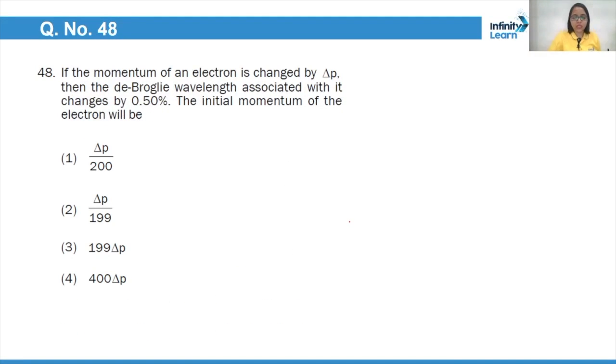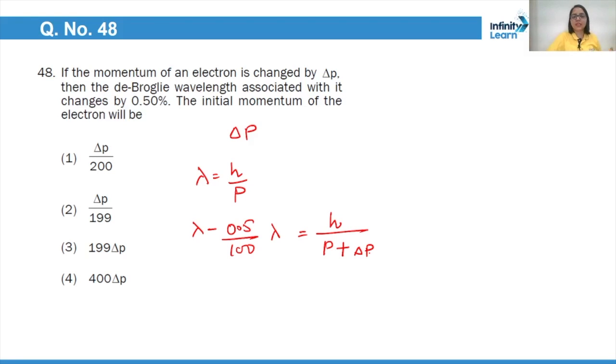Next is question number 48. We have the momentum of an electron, and it is changed by delta P. The de Broglie wavelength associated with it changes by 0.50%. The initial momentum of the electron will be? So lambda is given as h upon p. If you are changing the de Broglie wavelength by 0.5%, the new wavelength will be lambda minus 0.5 divided by 100 into lambda, and it is equal to h upon p plus, let's say, delta p. Change in momentum is delta p.